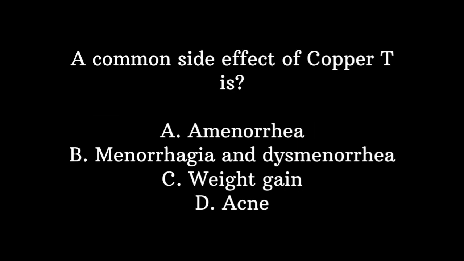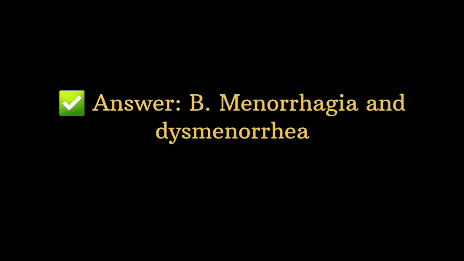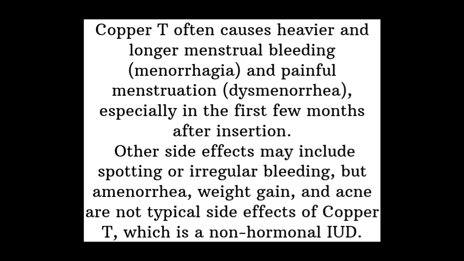Question: A common side effect of copper T is. Options: A. Amenorrhea, B. Menorrhagia and dysmenorrhea, C. Weight gain, D. Acne. The correct answer is option B, menorrhagia and dysmenorrhea. Copper T often causes heavier and longer menstrual bleeding, that is menorrhagia, and painful menstruation, that is dysmenorrhea, especially in the first few months after insertion. Other side effects may include spotting or irregular bleeding, but amenorrhea, weight gain and acne are not typically side effects of copper T, which is a non-hormonal IUD.